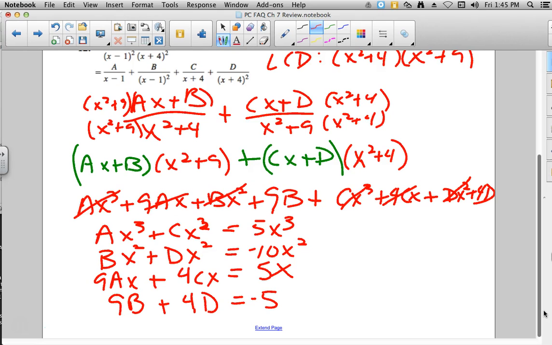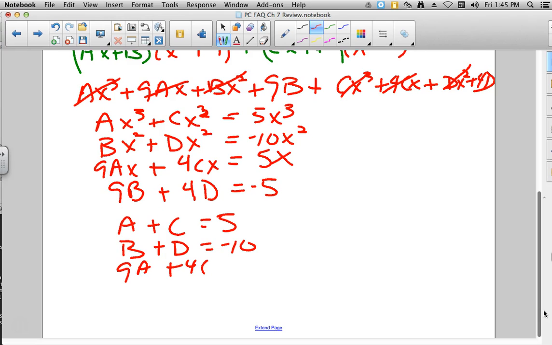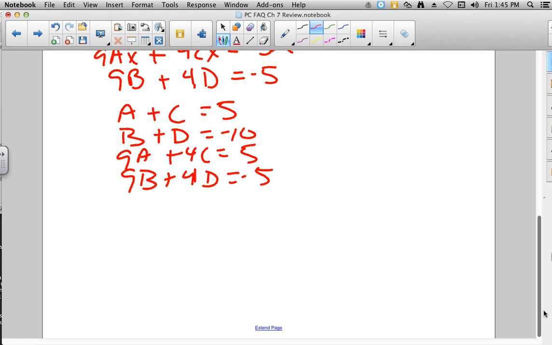So now what we can do is go ahead and drop the x's. We don't need the variable. So a + c = 5. b + d has to equal negative 10. 9a + 4c has to equal 5. And 9b + 4d has to equal negative 5.